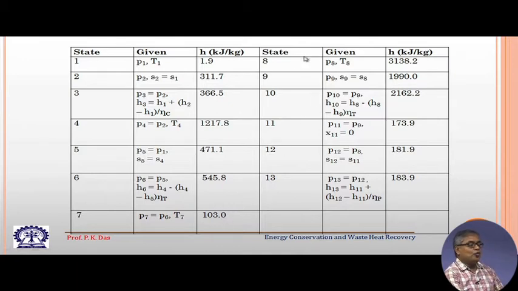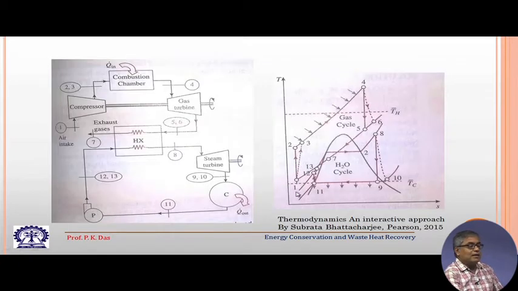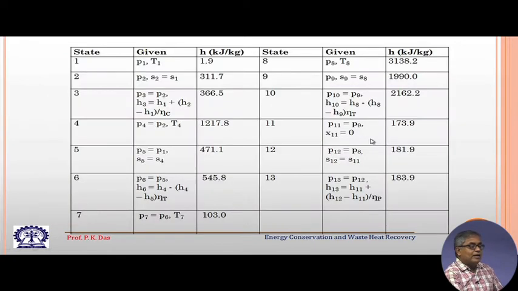Then let us go to the steam cycle. State 8. What is state 8? Let us go back a little bit. State 8 is the point where the steam enters the turbine, and at this point the steam is superheated. So, pressure and temperature should be known to calculate the enthalpy. Exactly the same thing has been done. P8 and T8 are known, and the enthalpy we can find out from the steam table.